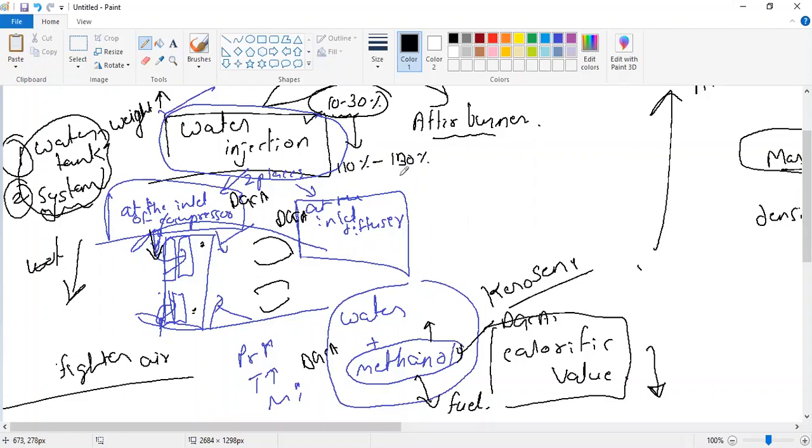Sir, the 110% rise, is it of only water or water and methanol? Both for water and methanol.